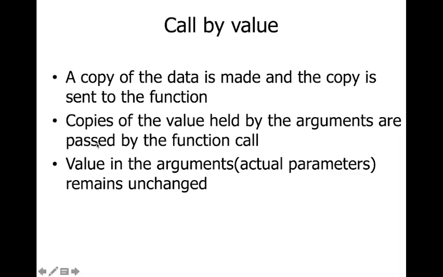Here you have to remember that only a copy of the data is made available and the copy is sent to the function. So in the main function, the values remain unchanged. The function can change the values inside the function only. In the main function, the values remain unchanged. I will show an example, then you will understand that.